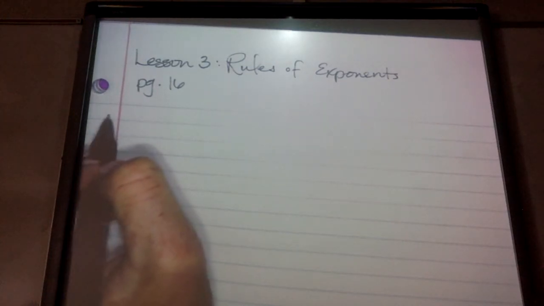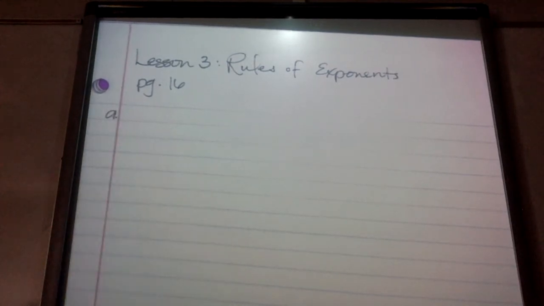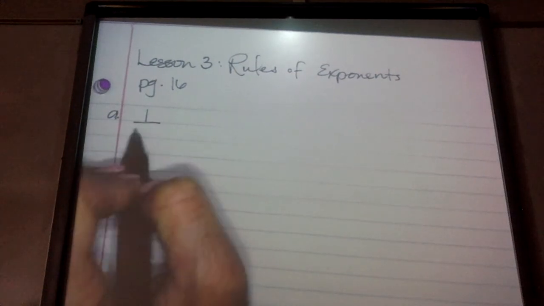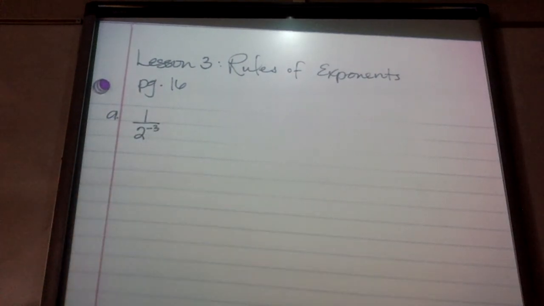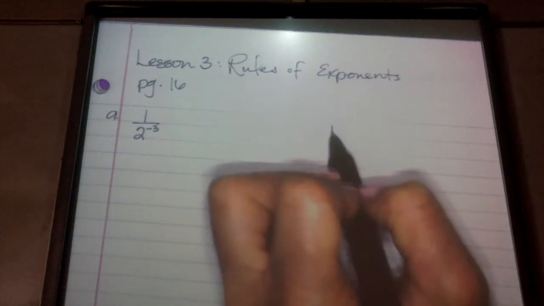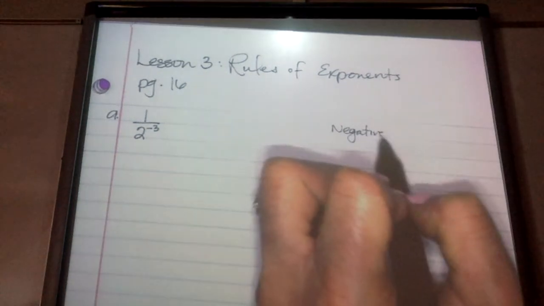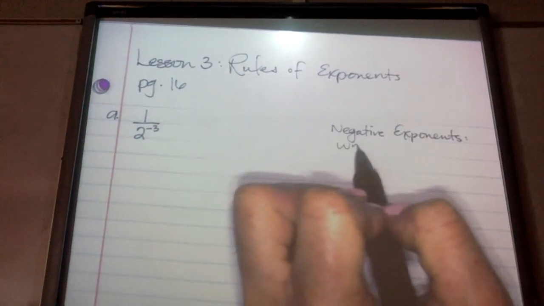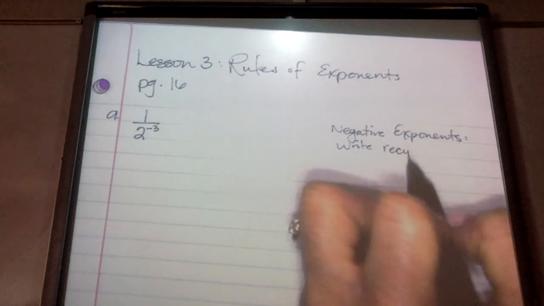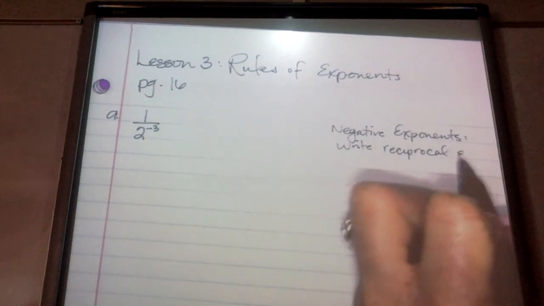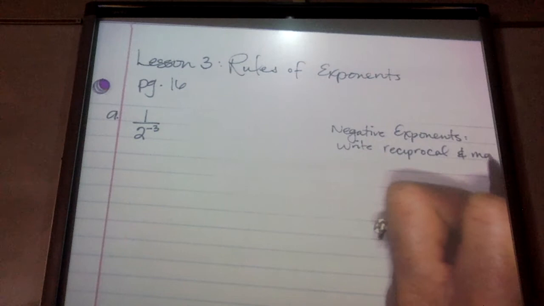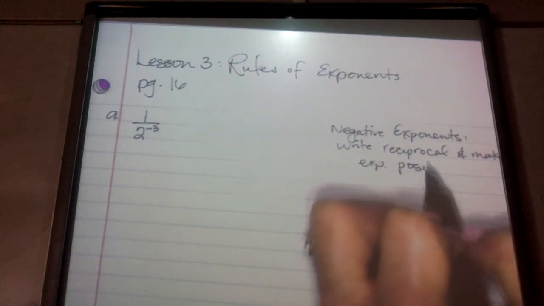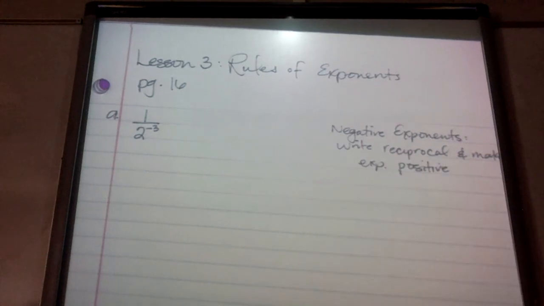So here we go. Part A is 1 over 2 to the negative third. Now, the exponent rule is that negative exponents, you cannot leave them negative. So you're going to write the reciprocal and make the exponent positive. Okay, so that is what you do.